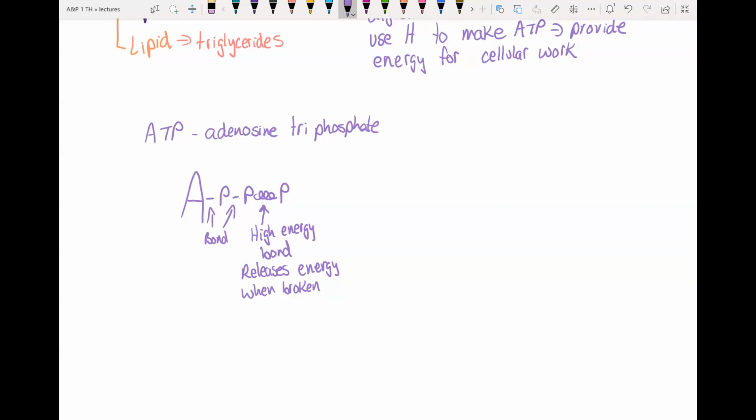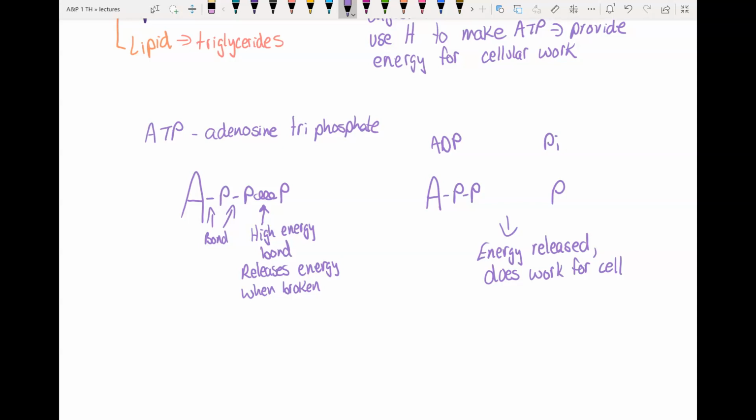When your cell has work it needs to do, it breaks this bond. And when it does, you get ADP. So if you break that bond, the phosphate is no longer attached. It's just over here by itself. And that energy that was in the bond is released. So that energy is released, and it does work for the cell. Now you have ADP and Pi, just a phosphate by itself.